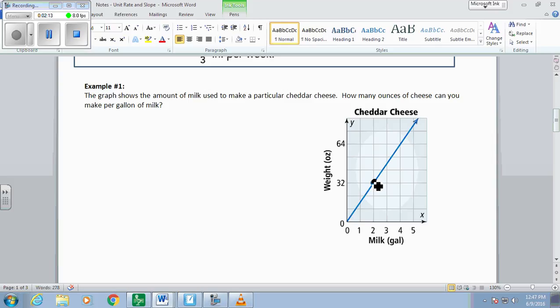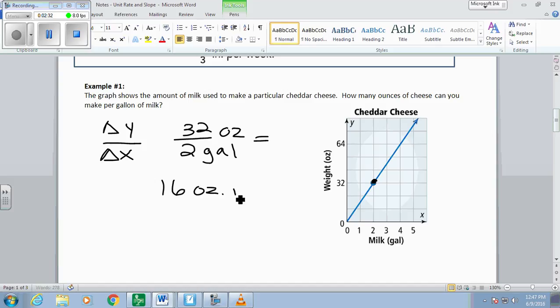Comparing for slope, it is always, again, change in y divided by change in x, or rise over run. So I would have 32 divided by 2 gallons to equal 16 ounces per gallon.